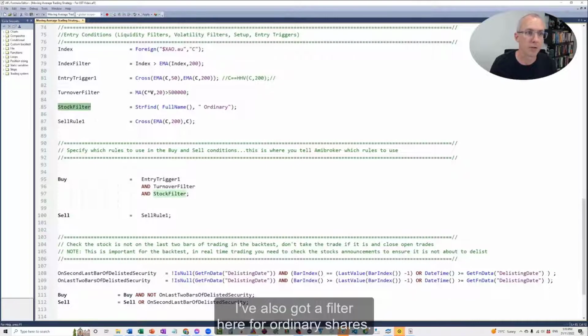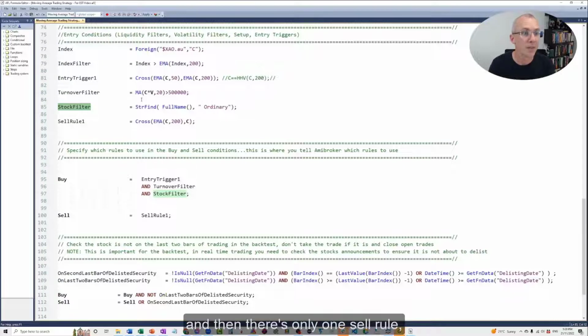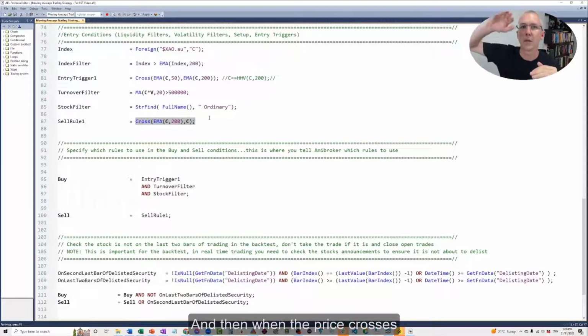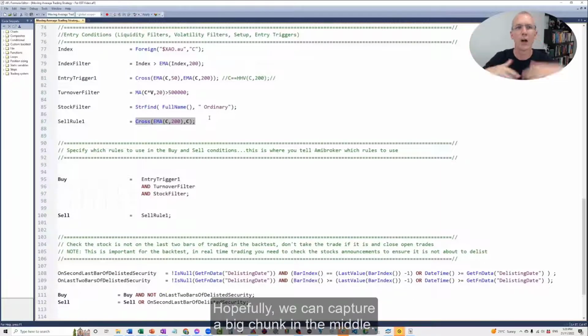I've also got a filter here for ordinary shares. This strategy is only going to trade ordinary shares, so fully paid ordinary stocks. And then there's only one sell rule, which is the price crossing below the 200-day exponential moving average. This is a trend following system, so we're hoping that the golden cross will get us in at the start of a trend, and then when the price crosses below the 200-day exponential moving average, we're going to get out. Hopefully we can capture a big chunk in the middle.